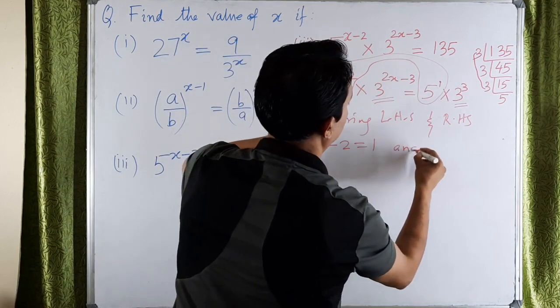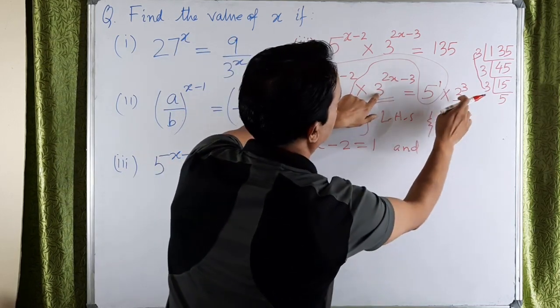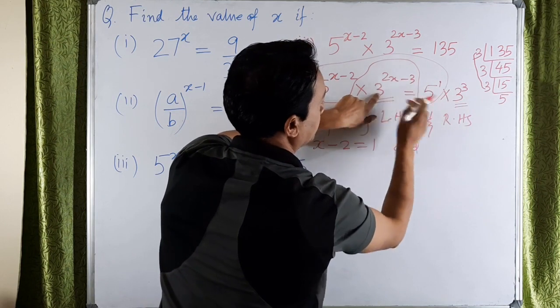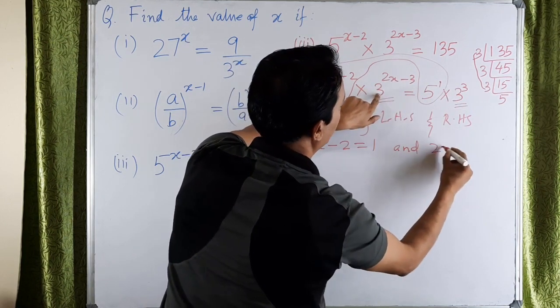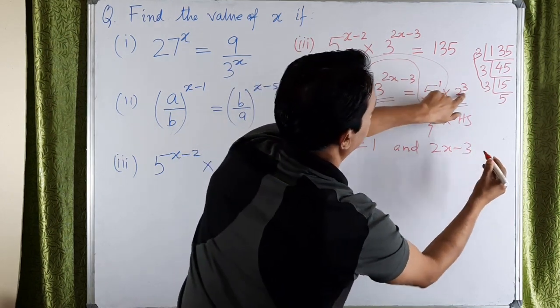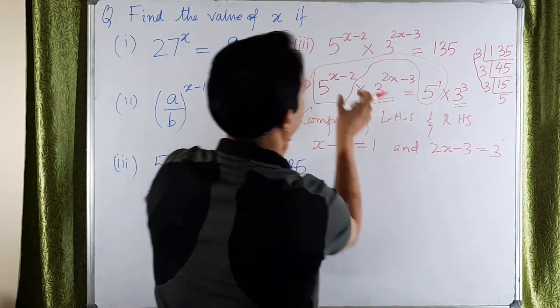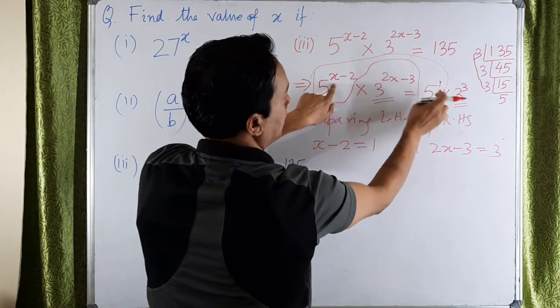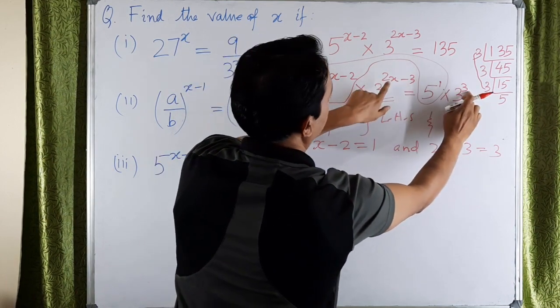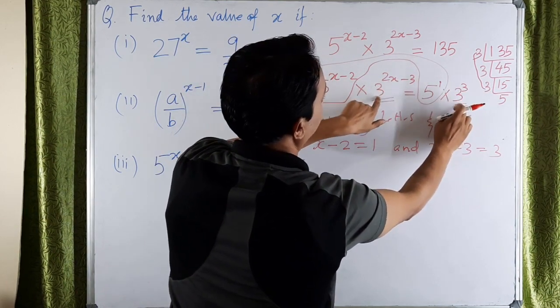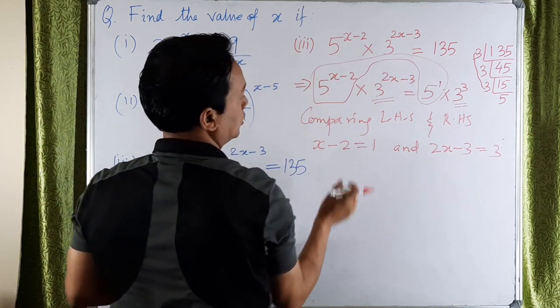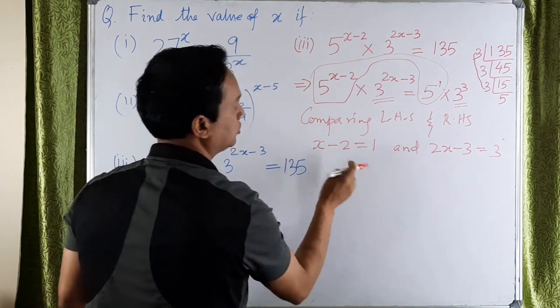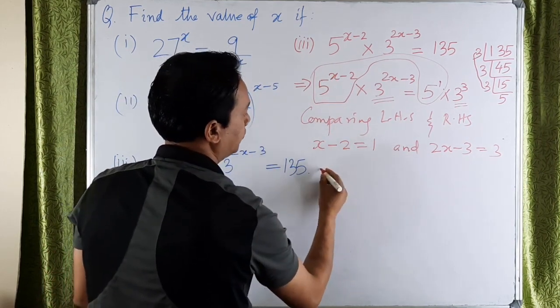And this side, this is 3, here also 3. The power should be same. So the power here is 2x minus 3, and this side power is 3. So the power of 3 on the right hand side and the power of 3 on the left hand side should be same. So now we have two equations, if you solve any one, you will get the value of x.